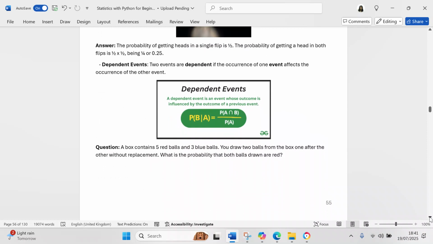And now you have dependent events. Two events are dependent if the occurrence of one event affects the occurrence of the other event. And then you've got a formula for that. P(B|A) equals P(A and B) divided by P(A).